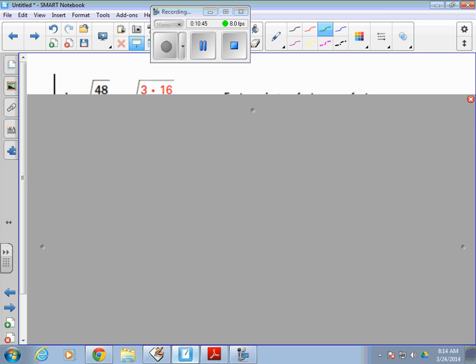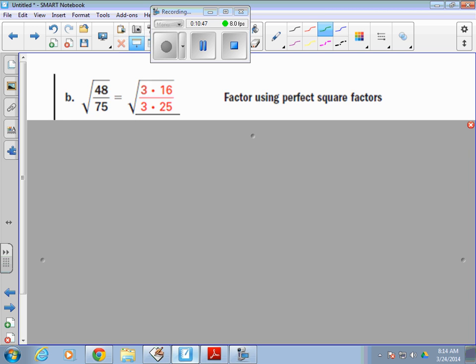The second one says the square root of 48 over the square root of 75. You have to do both of them this time. This time you've got to separate it and make it say the square root of 48 over the square root of 75. I believe it's easier to do it this way. Now, we just did the square root of 48 a minute ago. We know it's 16 times something.